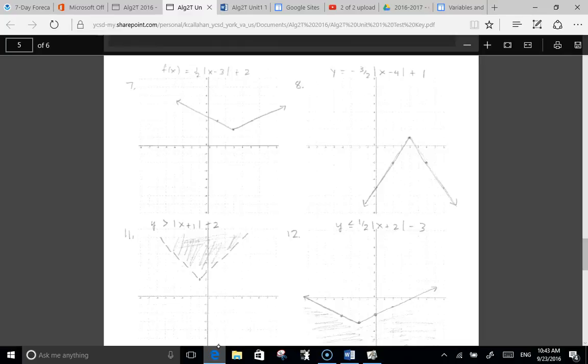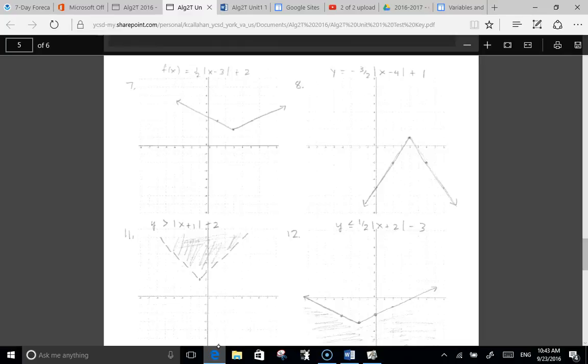The negative means flip. The 3/2 means the slope of the sides will be 3 over 2, plus or minus. And it's shifted 4 to the right, 1 up. Flipped, and the slope is down 3, right 2. Down 3, left 2. Okay, then number 11, this is the absolute value inequality.